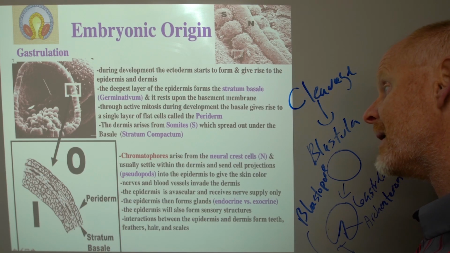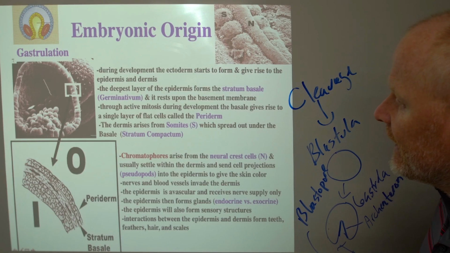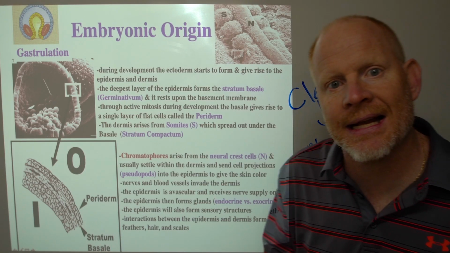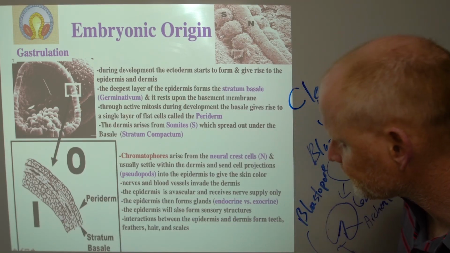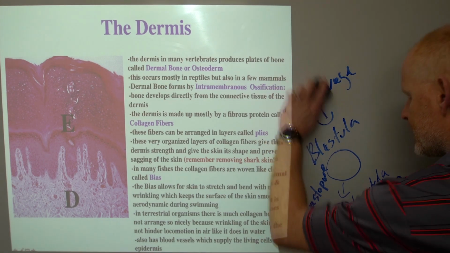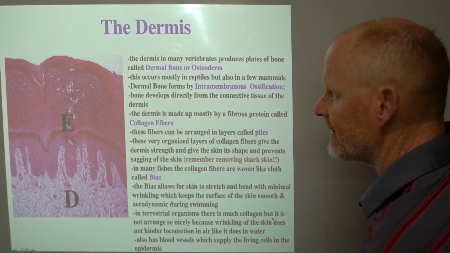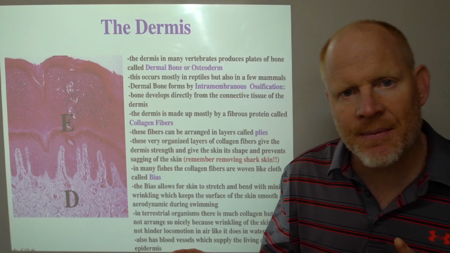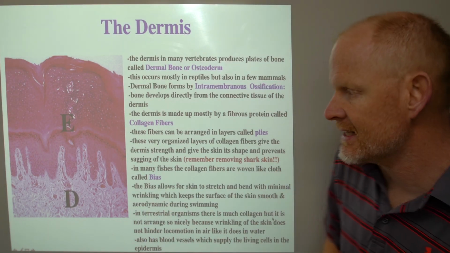And they give rise to specialized cells. Some cells that come from the neural crest area are chromatophores or melanocytes, which are the cells that give pigmentation to the skin. So that's a little bit about the development of the skin and some of where these structures originate from. So let's talk about the dermis and epidermis individually, and then we'll do a comparative review across taxa.